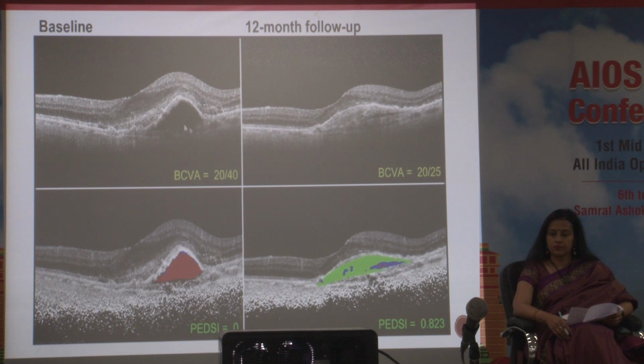This is one of the representative images. On the OCT, we see the presence of a hyporeflective area, which the algorithm picked as serous component, so it is shown as red. On the other hand, at 12 months follow-up, the BCVA with treatment improved to 20/25, and there was an increase in the PEDSI score, so the green component shows the scarring index as 0.823.